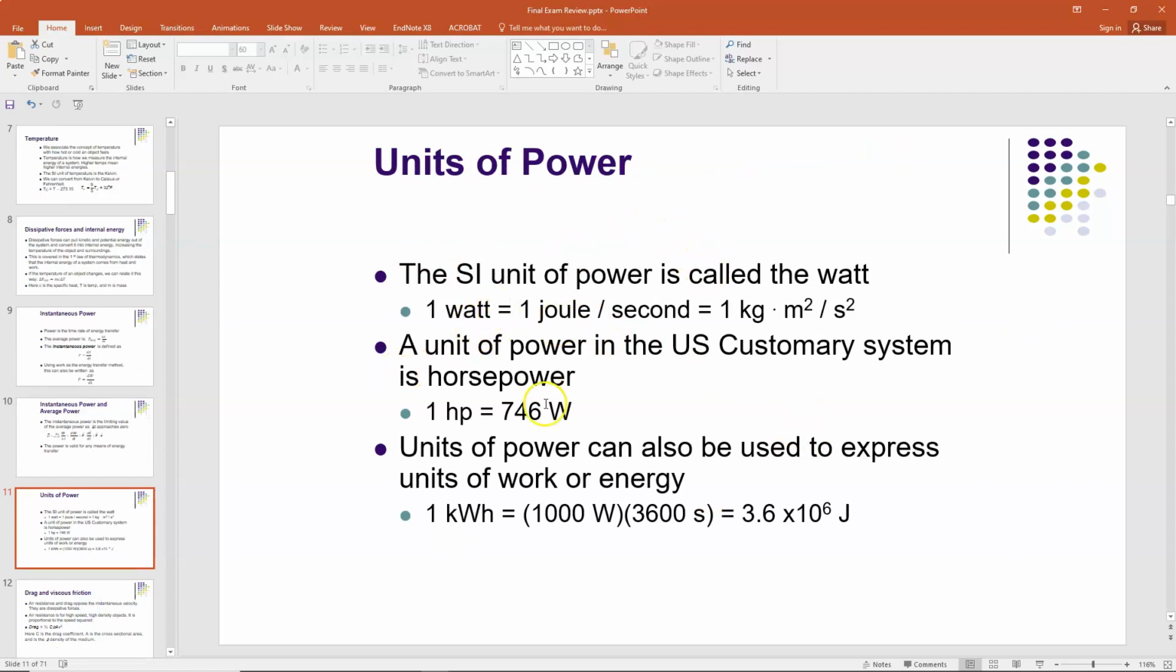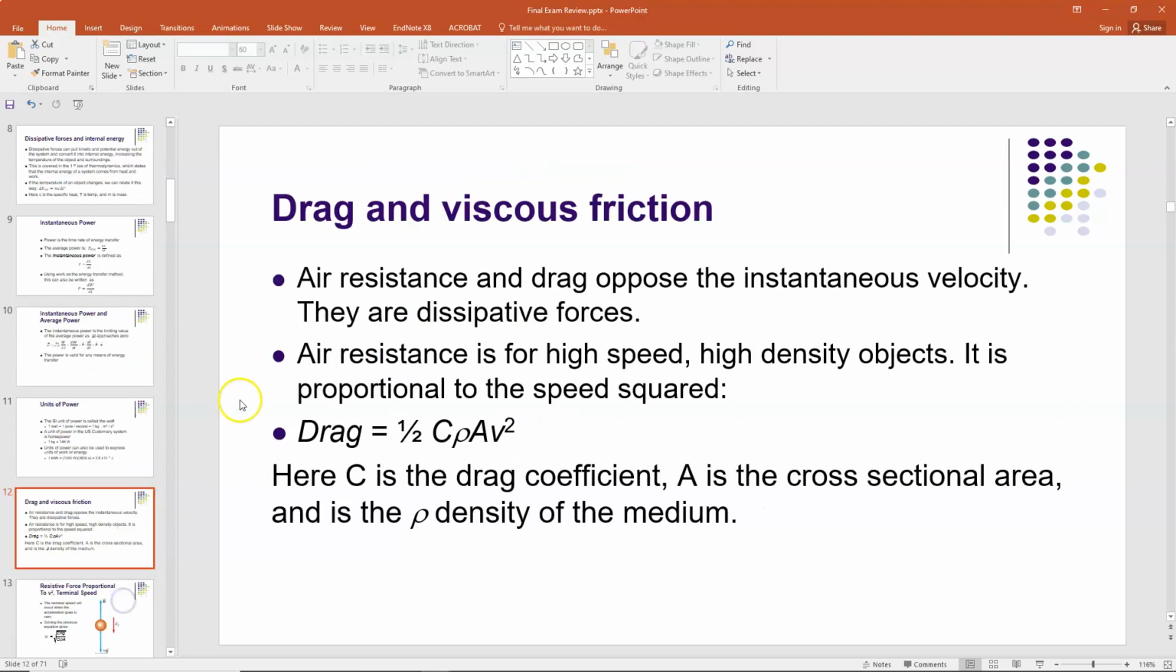Now, the SI unit of power is the watt, which is a joule per second, but there's other units of power, like the horsepower, which is 746 watts. You can also convert power into energy by multiplying power times time, and this is a unit of energy that you might find on your power bill, like kilowatt hours. 1 kilowatt hour is 3.6 times 10 to the 6 joules, by the way, but you just get that by multiplying a kilowatt, which is 1,000 watts, times the number of seconds in an hour, which is 3,600 seconds.